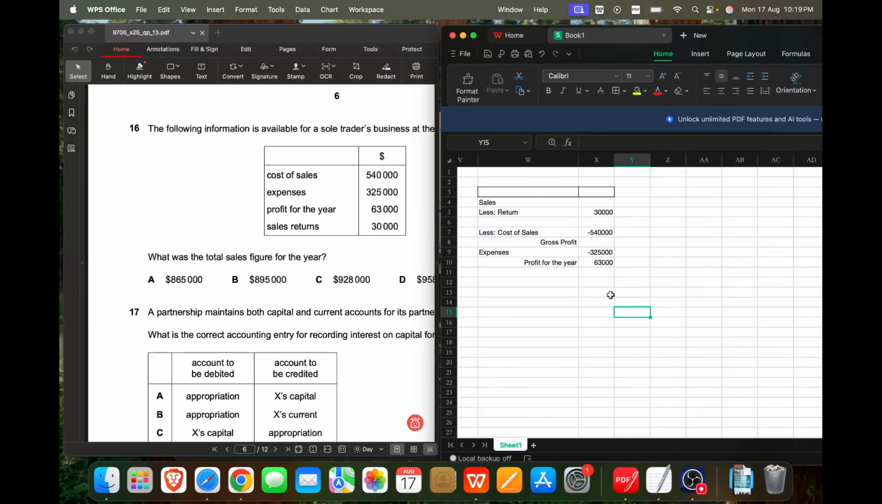Okay, now we'll go in a reverse process from profit for the year till the sales. Now expense was subtracted. To calculate the gross profit, we'll simply add these two. So that is 388,000. So if I have 388,000 as my gross profit, and in that if we subtract 325,000 as my expense, then we'll get profit for the year as 63,000. Okay.